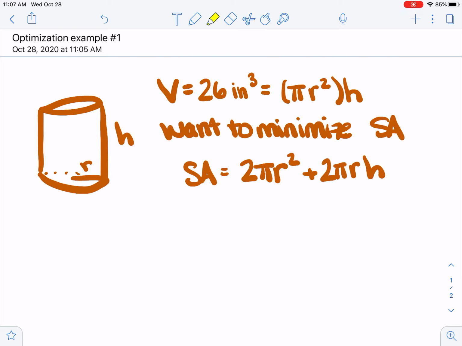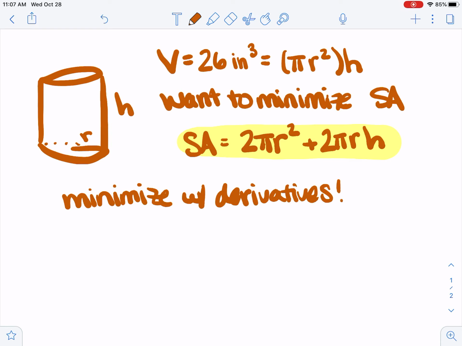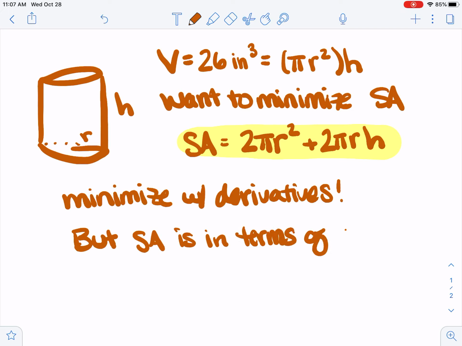So we have a function that we want to minimize. We call that the objective function. So we want to minimize this objective function. We know how to minimize things, right? We minimize with derivatives. But SA is in terms of two variables, h and r. So we've got a surface area, a function we want to minimize, but it's in terms of two variables.